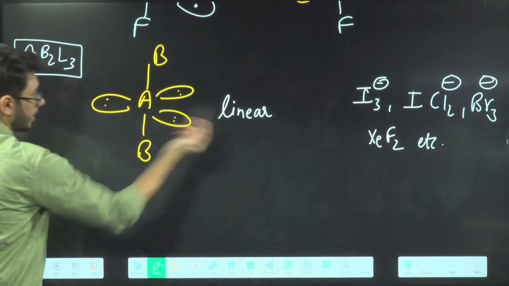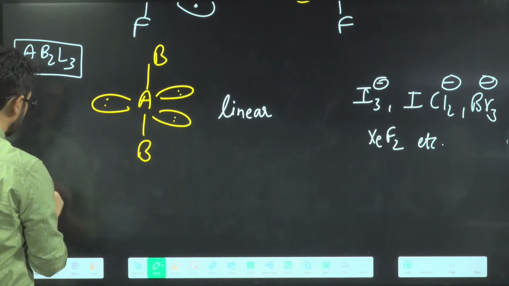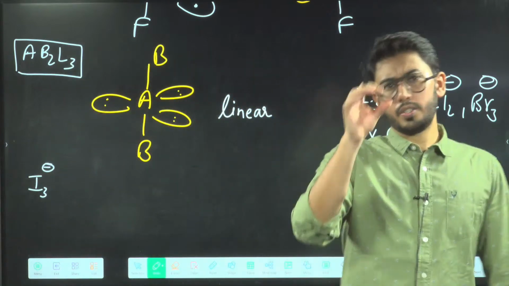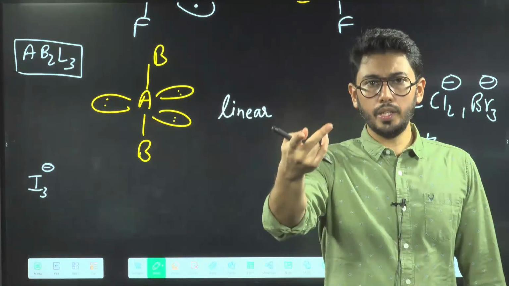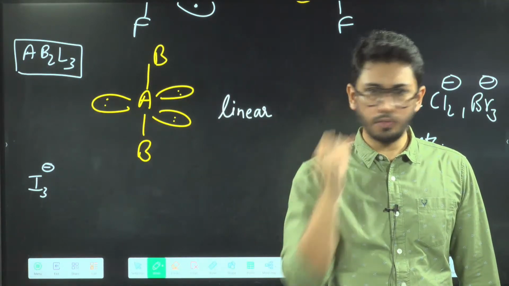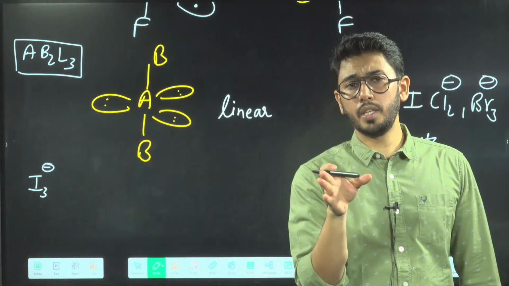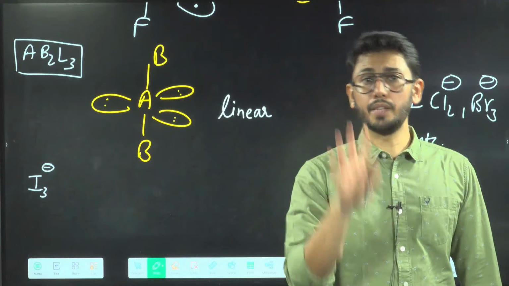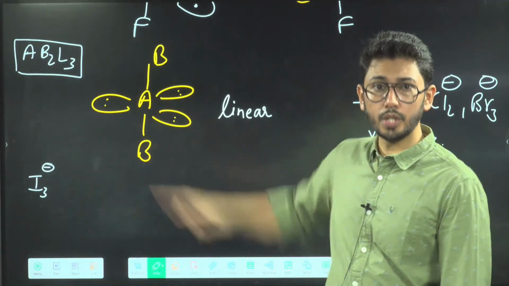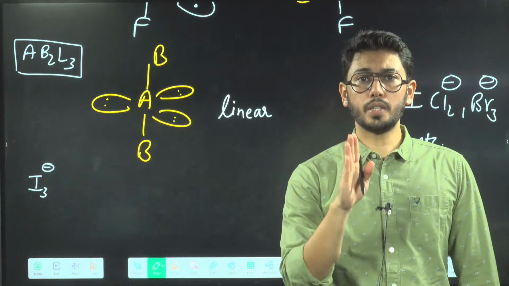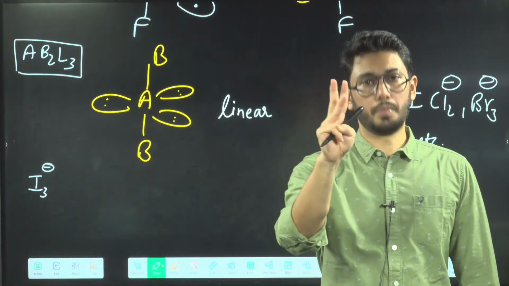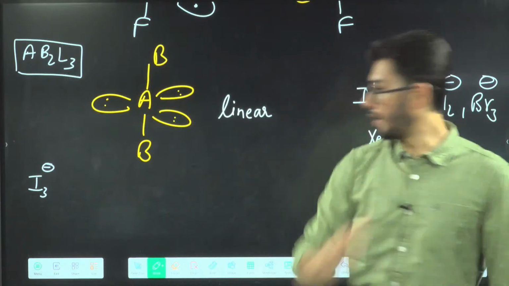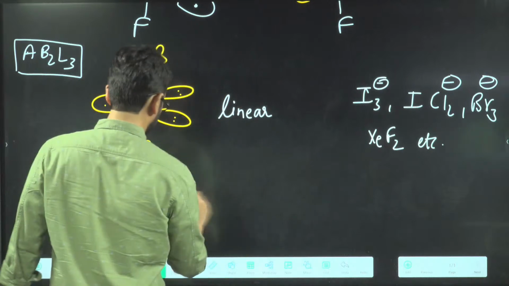Now, in this case, I3 minus means the central atom is iodine. Iodine has 7 valence electrons. Central atom iodine is bonded to 2 other iodine by single bonds. Halogens firstly form only single bonds. So it gives 2 of its 7 electrons in bond formation. How many are left? 5 left. And a minus 1 charge is also there. So you will consider 5 plus 1, 6 electrons left, which are 3 lone pairs. So iodine has 2 bond pairs with other iodine and 3 lone pairs. It is a linear structure in this manner.